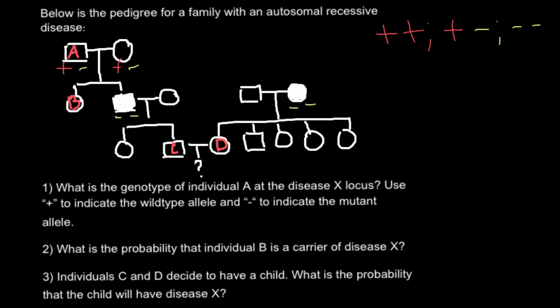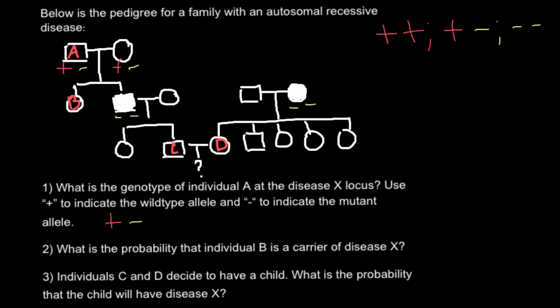And now we can answer. So this would be the answer for the first question. The genotype of the parent A would be plus and minus, or heterozygous. And the second question, what is the probability that individual B is a carrier of the disease X?